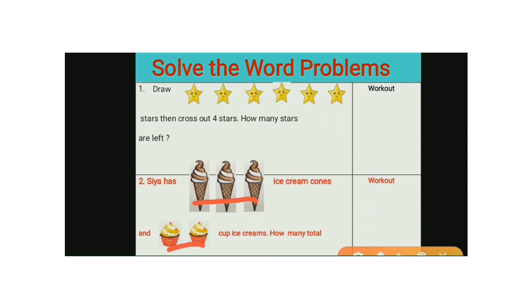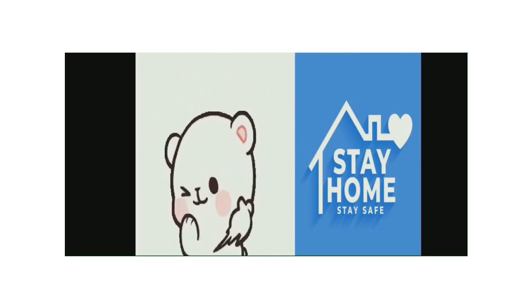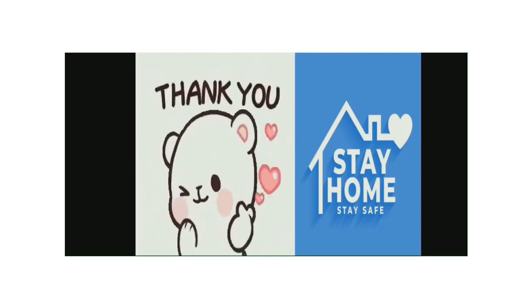Now Sia has 3 ice cream cones and 2 cups of ice cream. How many total ice creams does Sia have? Now you can see the word total over here. Total means what? Total means it is addition, right? Total means it is addition. Okay. So, like this you are going to do it.